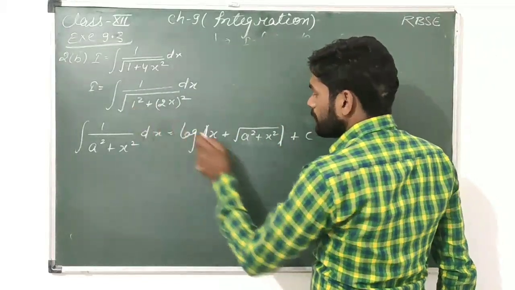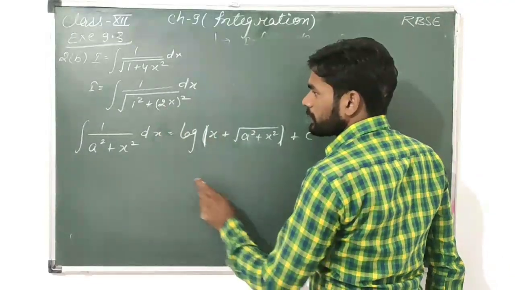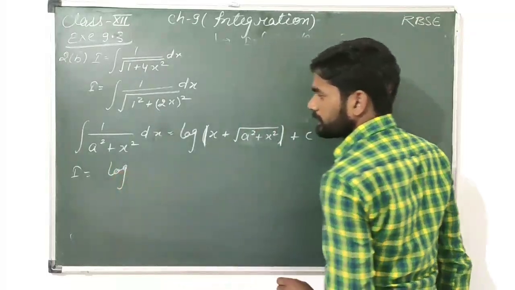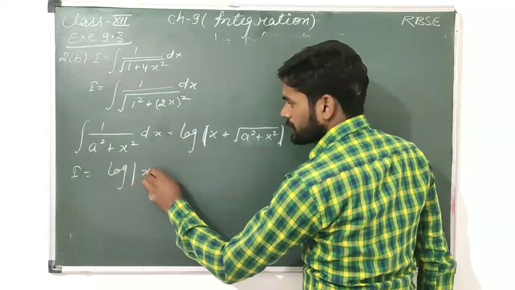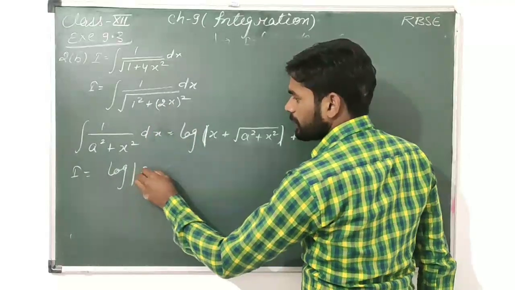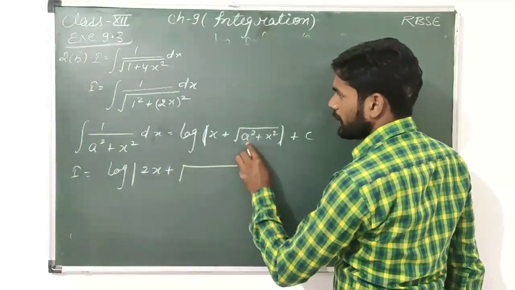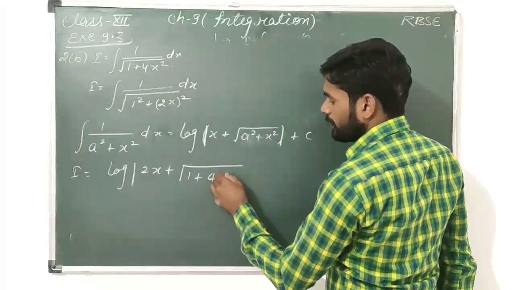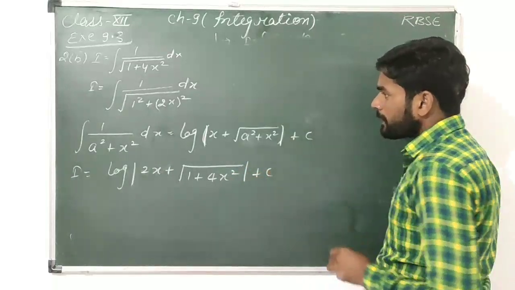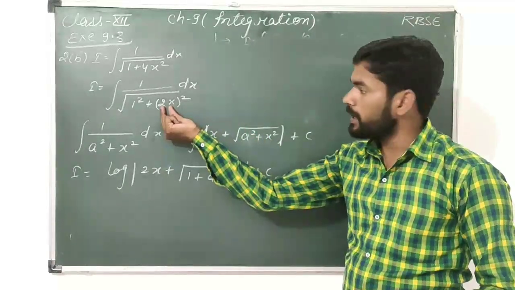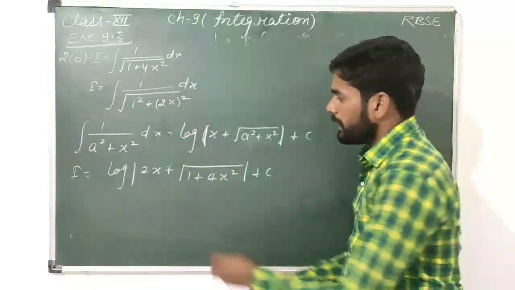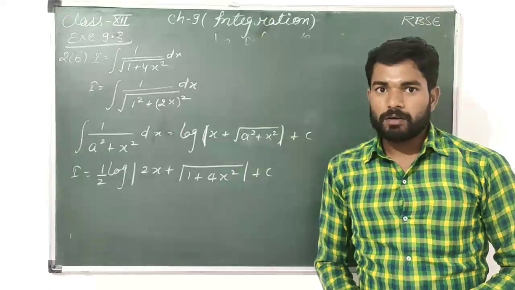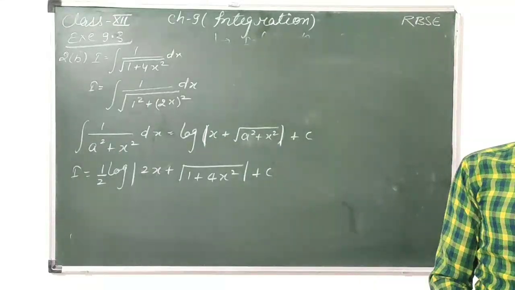When a is 1 and x is 2x, तो I is equals to आपके पास बनेगा log x plus, x is 2x, so 2x plus under root a square is 1 and x square is 4x square, plus c. और फिर क्या करना है, ये linear x है ना 2x, then differentiation of this is 2, so divide the whole of the function by 2 also. So it is the answer of second part of question number 7.